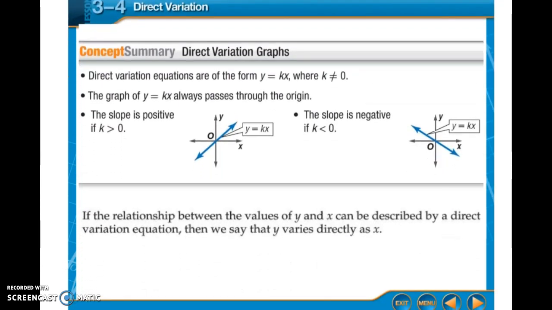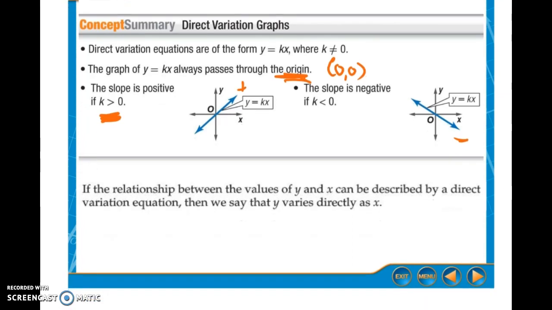Direct variation equations are y equals kx. Y equals kx always passes through the origin. The origin is the point (0, 0). The slope is positive if k is greater than 0. If it's negative, it goes down from left to right. Remember our heaven and hell conditions there.